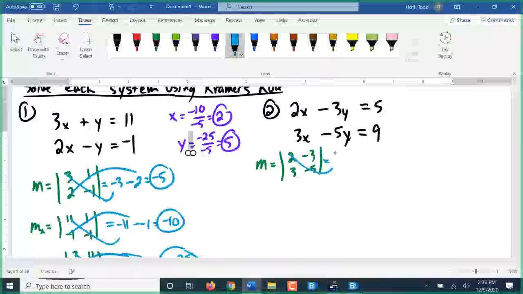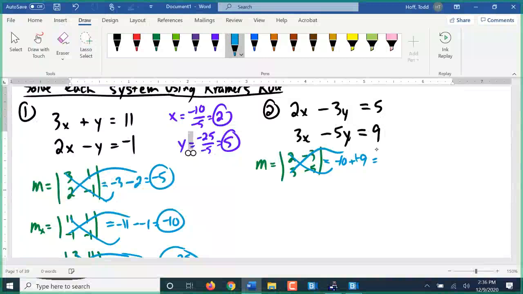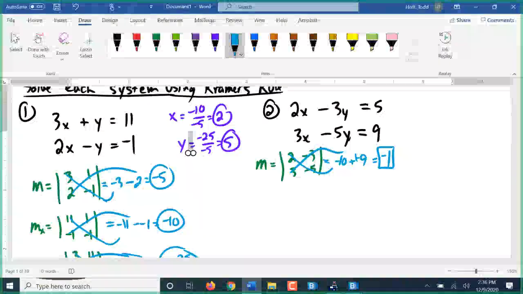2 times -5 is -10, minus 3 times -3 is a -19. Minus a negative is plus a positive, so it's a -1 is our -10 minus a -9 is a -1. So that's our base matrix determinant.